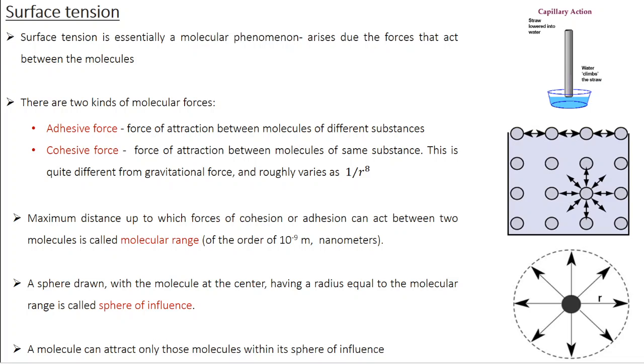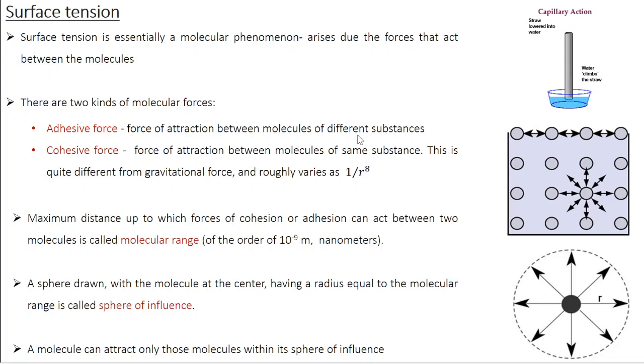Now, first thing you have to understand is that surface tension is a molecular phenomenon. It arises because of the interaction between the molecules of a liquid, which are mediated by various forces. So to have a proper understanding of surface tension, we need to first understand about molecular forces. There are two types of molecular forces, cohesive forces and adhesive forces. Adhesive force is the force of attraction between molecules of different substances.